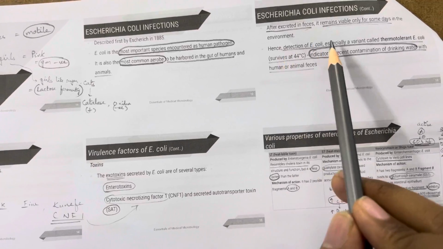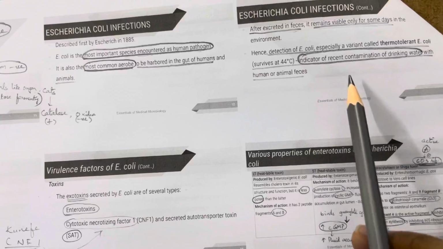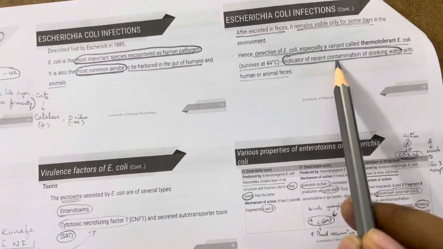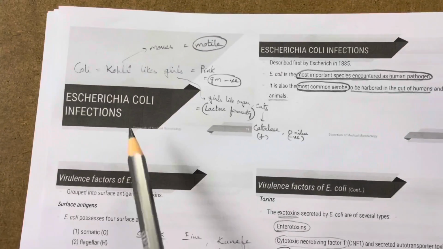So that is why when you detect E. coli, especially a variant called thermotolerant E. coli which survives at 44 degrees, it is an indicator of recent contamination of drinking water with human or animal feces. So basically remember it like this.